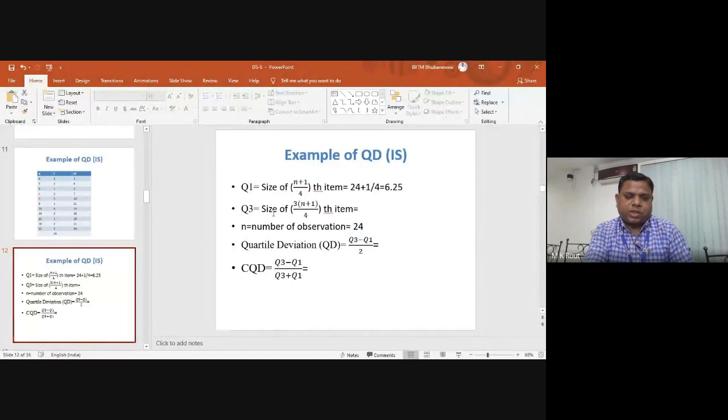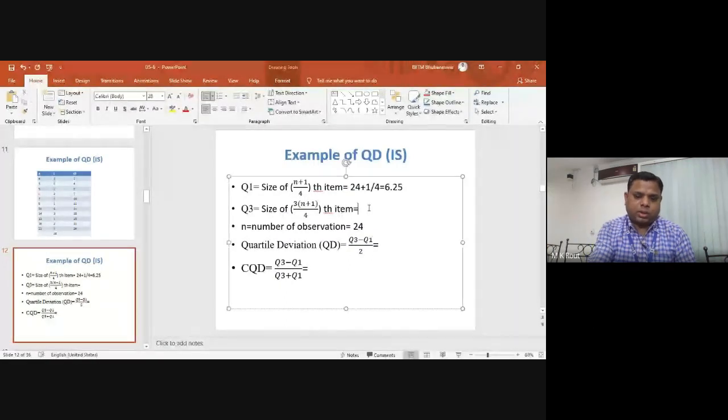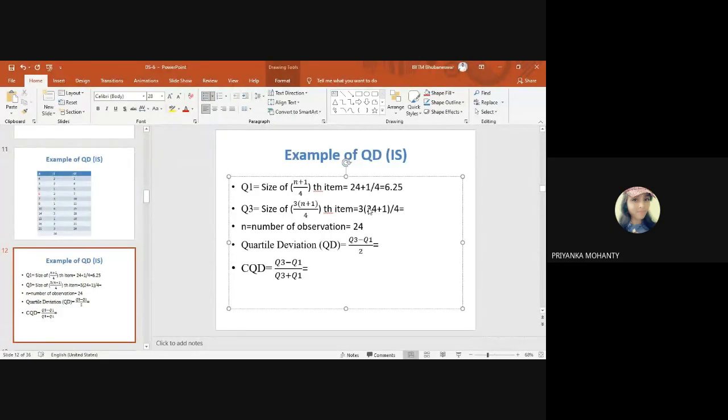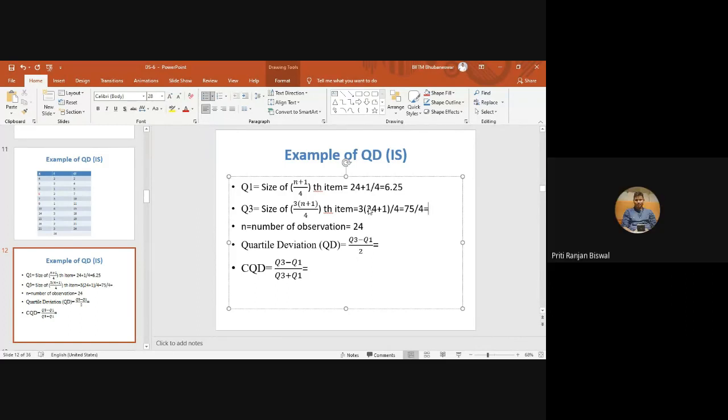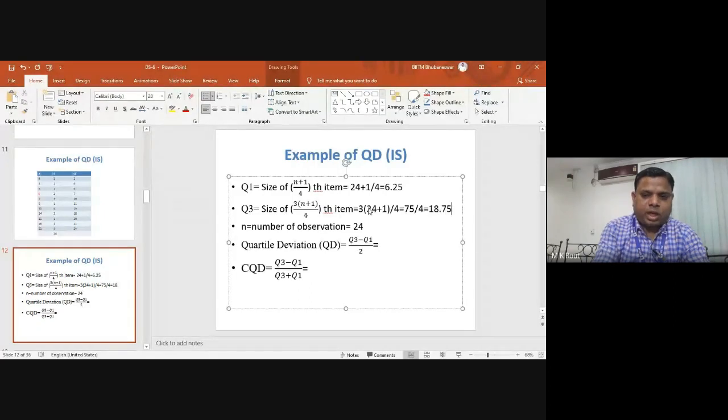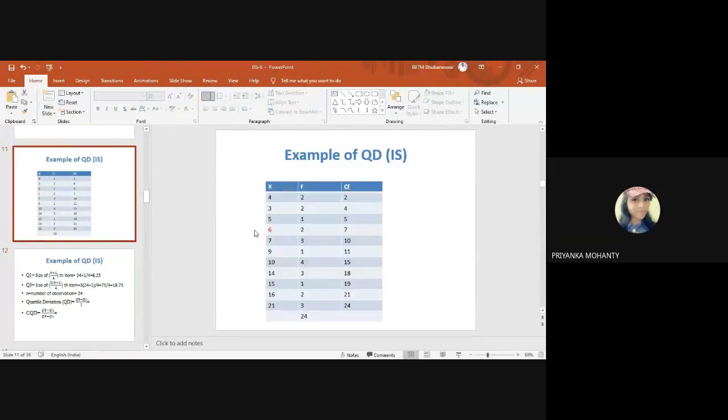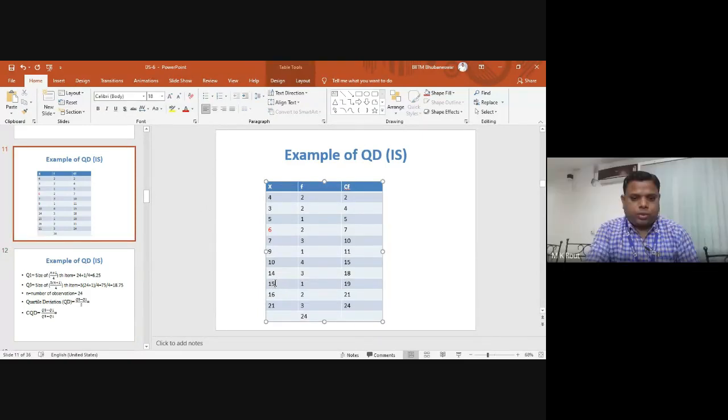Then move to the next one. Size of Q3, that is 3 into 24 plus 1, whole divided by 4. That equals how much? 75 divided by 4 equals 18.75. 18.75 lies in between which area? 19.